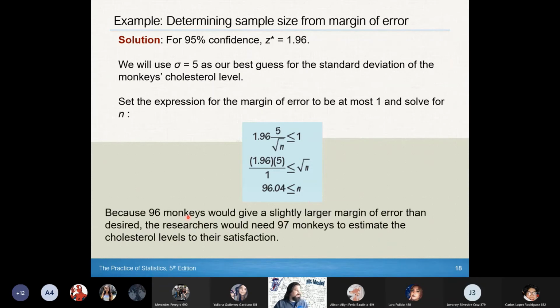Because 96 monkeys would give a slightly larger margin of error than desired, the researchers would need 97 monkeys to estimate the cholesterol levels to their satisfaction. And again, we don't round it down to 96 because n must be greater than or equal to 96.04 and 96 is less than 96.04. So we round up to 97 to satisfy the inequality.